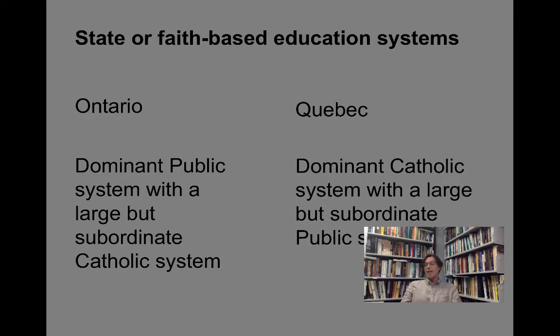In Quebec, it's exactly the opposite. There you have a dominant Catholic system with a large but subordinate public system, which is where most Protestants would have sent their kids. So again, you see different practices in the country based on religion, based on ethnicity. And again, this is a theme that keeps showing up in our course of different institutions being used by the state, by the churches, cultural institutions, to accommodate people's different interests, different expectations.